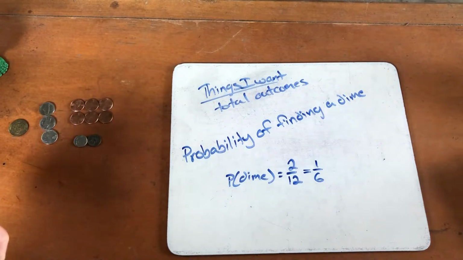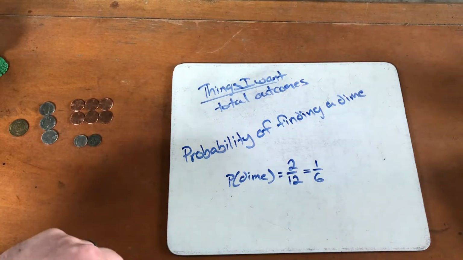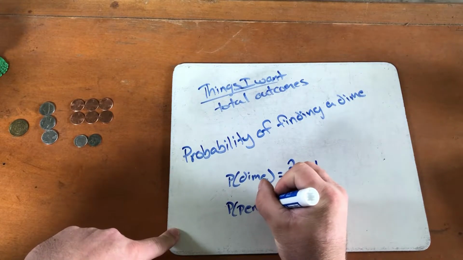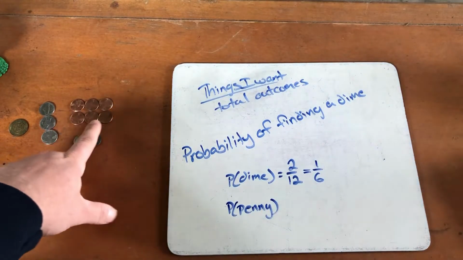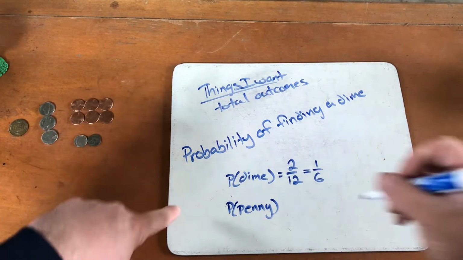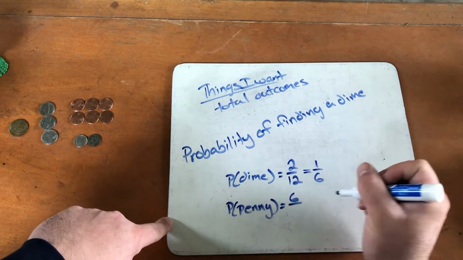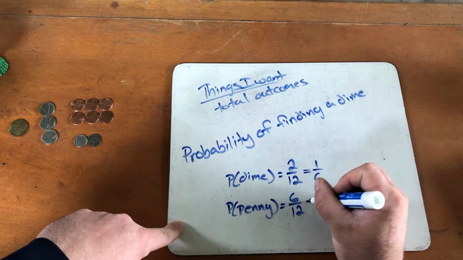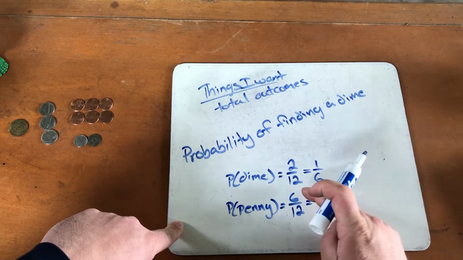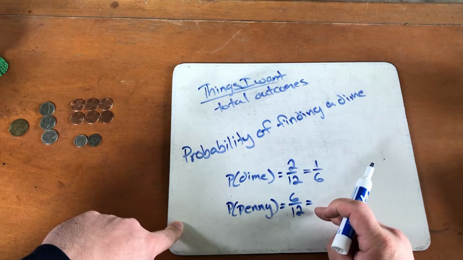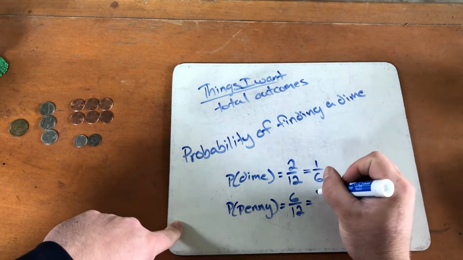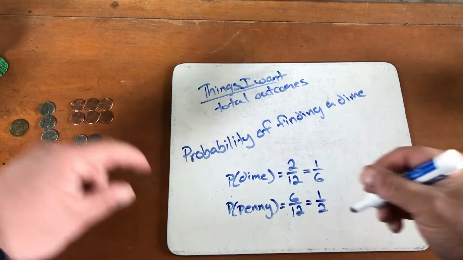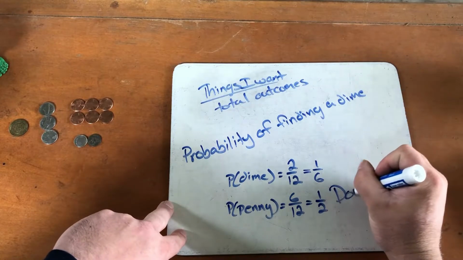Now, I would do the same thing for any piece of change I'm looking for. If I'm trying to find the probability of choosing a penny, there are 6 pennies, 1, 2, 3, 4, 5, 6. That means that there are 6 things I want. There are 12 possible outcomes. I have to simplify the fraction if I can. The greatest common factor of 6 and 12 is 6, so that simplifies to 1/2. If I can't simplify my fraction from the first time I type it in or find it, then that means we are done.